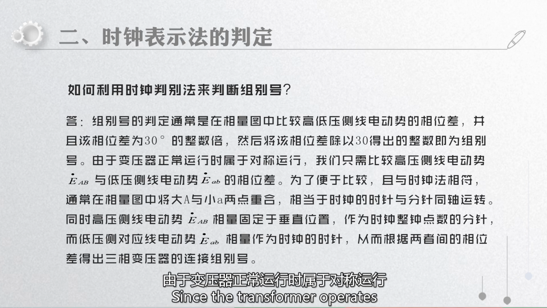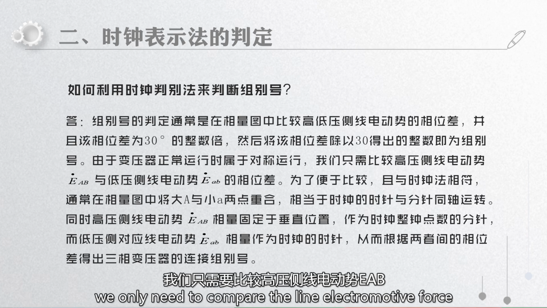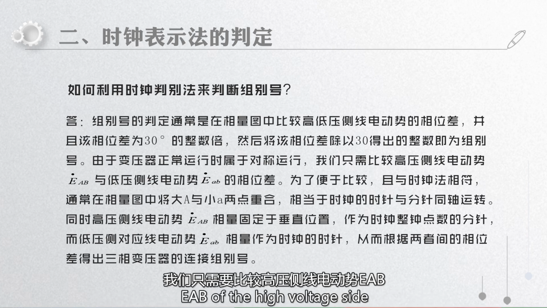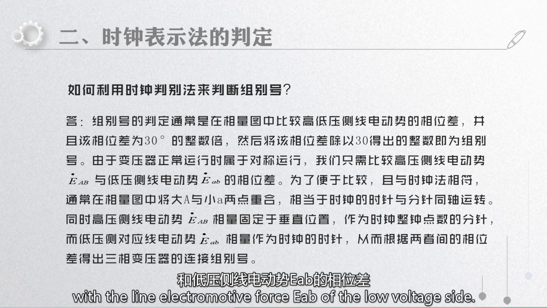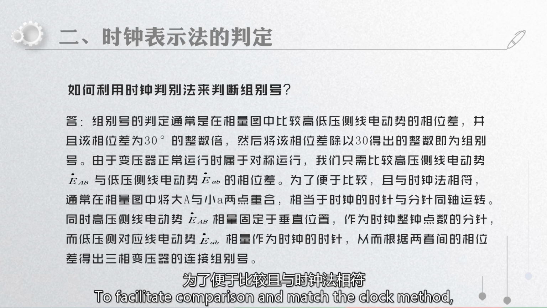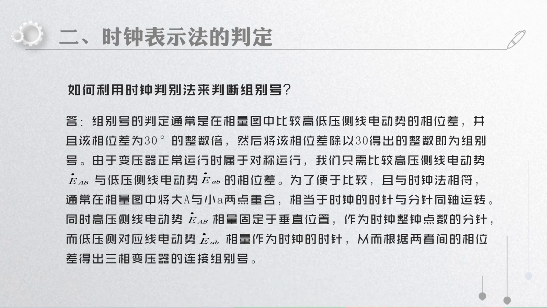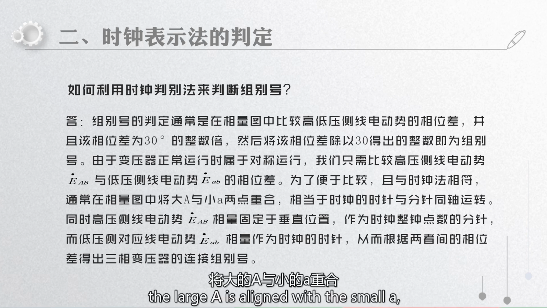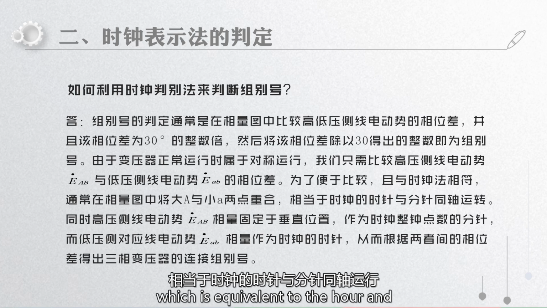Since the transformer operates symmetrically during normal operation, we only need to compare the line electromotive force EAB of the high voltage side with the line electromotive force EAB of the low voltage side. To facilitate comparison and match the clock method, usually in the phasor diagram, the capital A is aligned with the small a, which is equivalent to the hour and minute hands of the clock running coaxially.